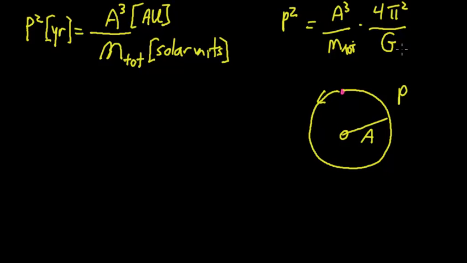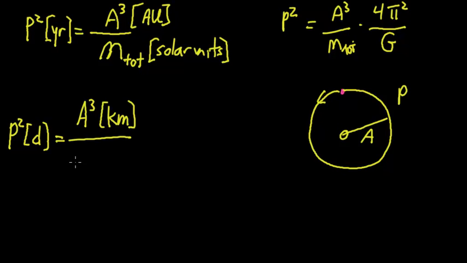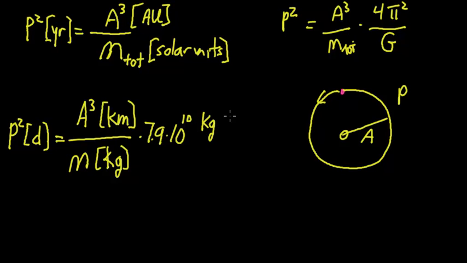So what I prefer to use is a form that's pretty much the same as Newton's form, and I'm just going to specify the units here. So we have p squared, and I prefer to measure it in days. The a I prefer to be measured in kilometers, and the m preferably measured in kilograms. Because of that, we have an extra little ugly constant that appears everywhere, and that constant is 7.9 times 10 to the 10. And the units of this would be kilograms day squared per kilometer cubed.